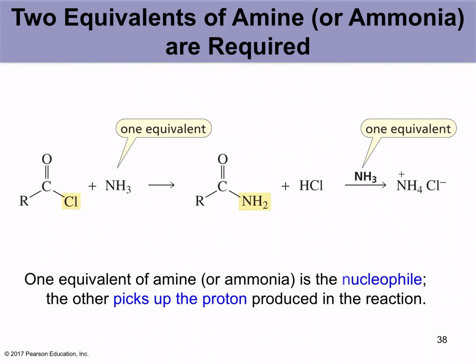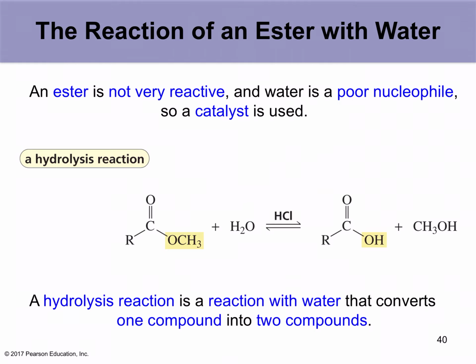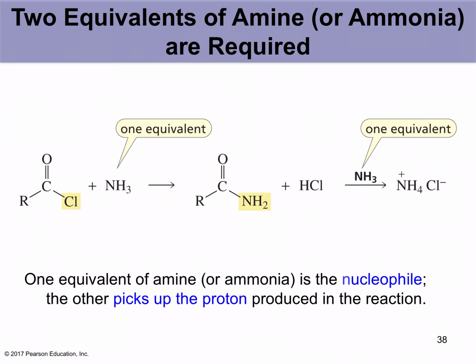Two equivalents of amine or ammonia are required if you are going to make an amide from an acyl chloride. One equivalent of the ammonia will first add to the carbonyl carbon. The pi bond opens up, forms the tetrahedral intermediate, reforms the pi bond, and then the chloride leaves. That will give you this amide intermediate.